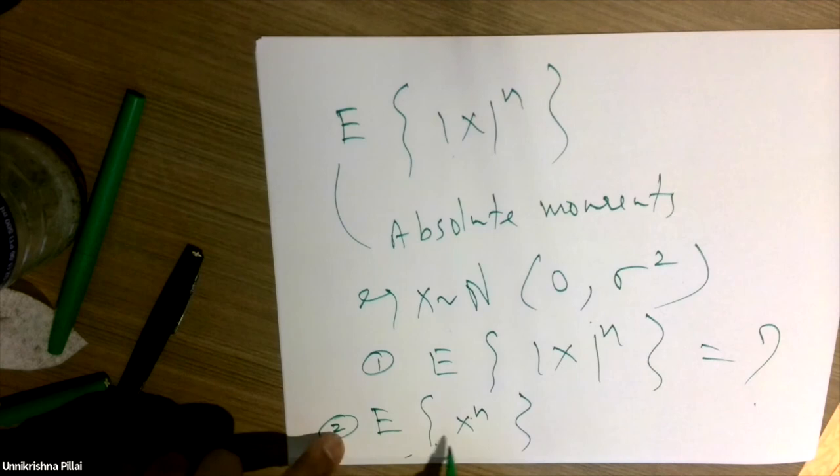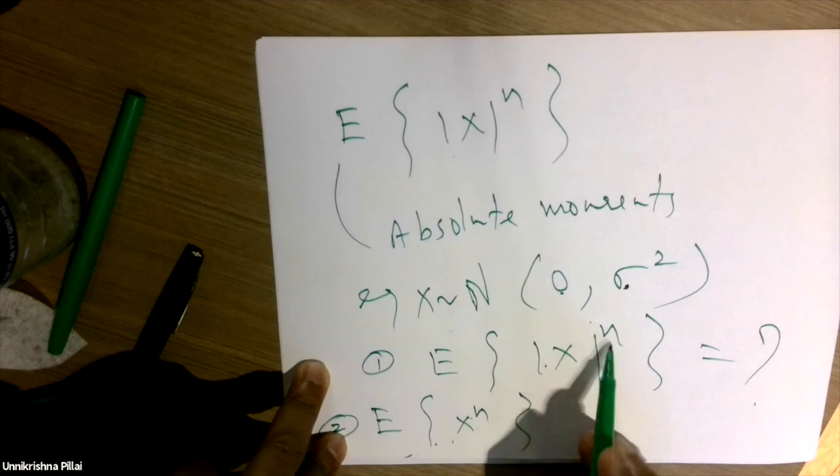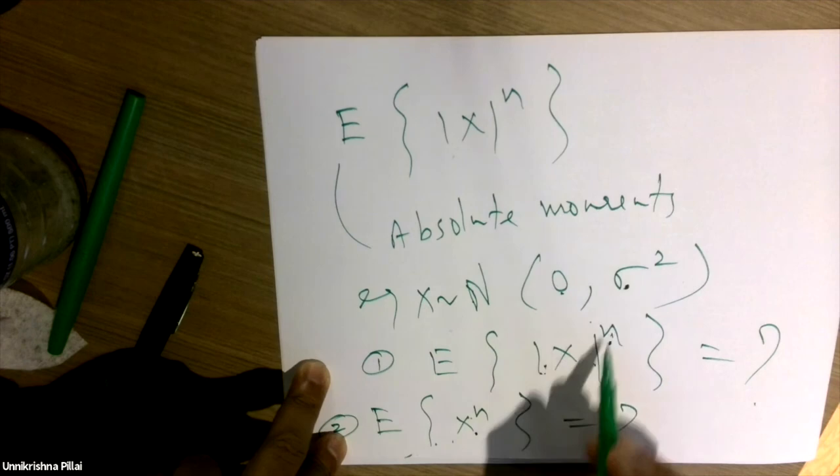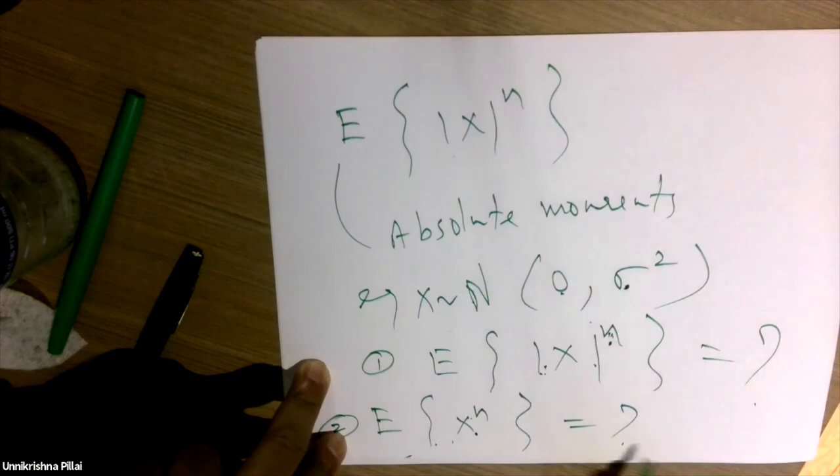So x is zero mean Gaussian with some variance sigma squared. My question is, what is the nth moment of a Gaussian? What is the absolute value of the nth moment of a Gaussian? Both are two different problems. I don't remember the answer, but it is there.